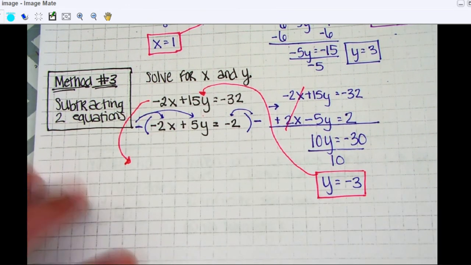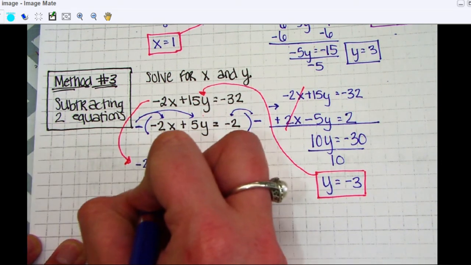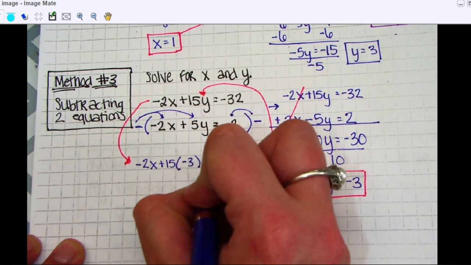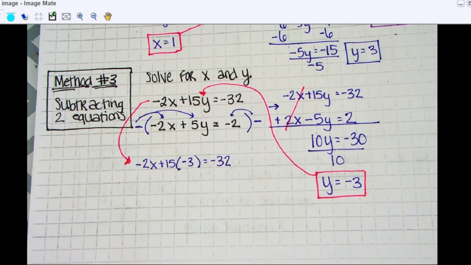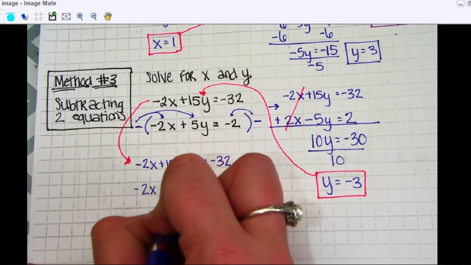As you can tell, systems are a lot of arrows to kind of follow your work, because you're taking something from one place, plugging it in somewhere else. So we got -2x plus 15 times -3 equals -32. -2x minus 45.